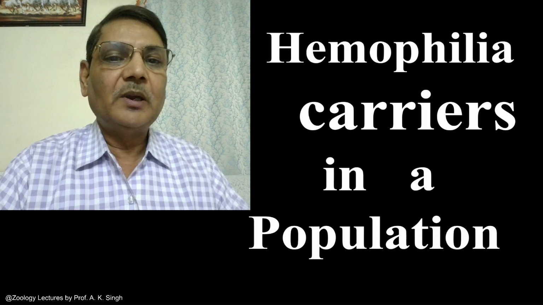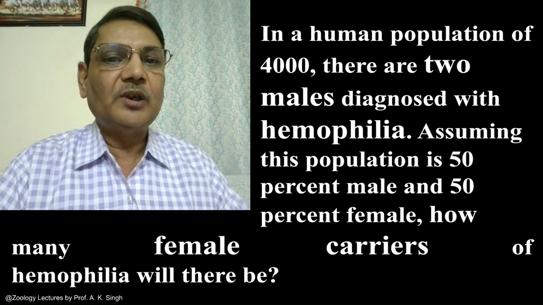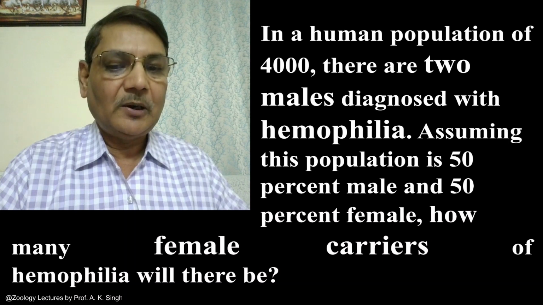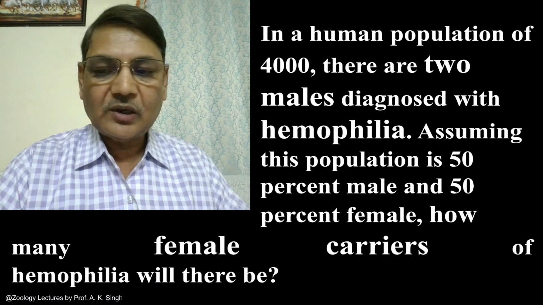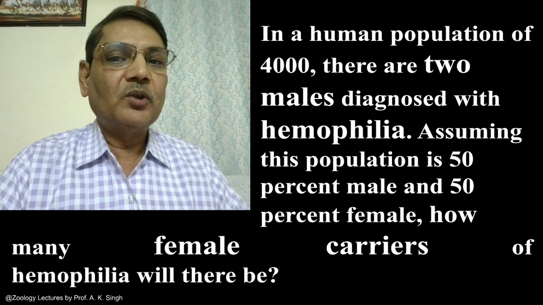This I am going to explain by considering an example. In a human population of 4,000, there are two males diagnosed with hemophilia. Assuming this population is 50% male and 50% female, how many female carriers of hemophilia will there be? This is the question. A human population comprises a total of 4,000 persons in a particular place, and out of those 4,000, two male individuals are actually suffering from hemophilia.